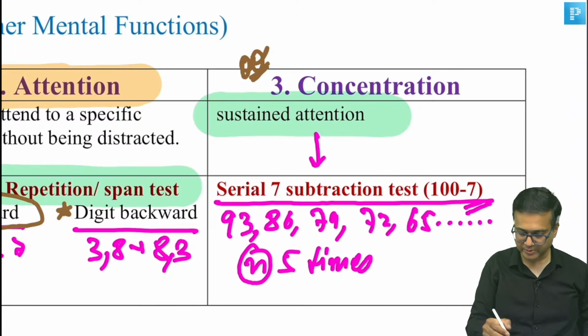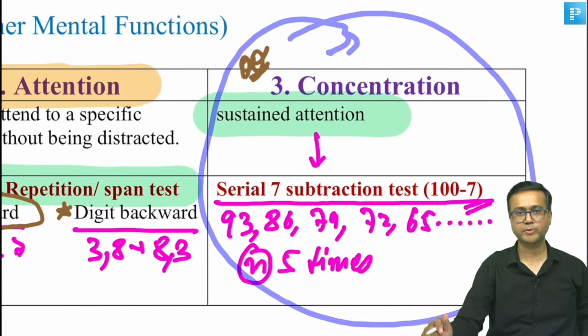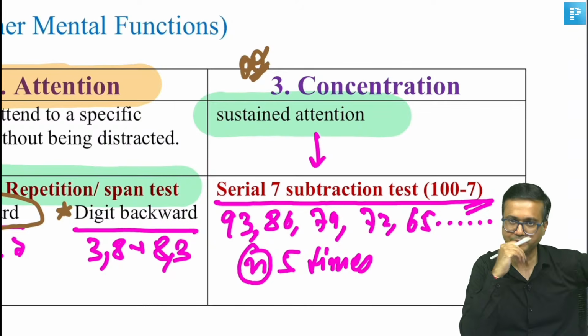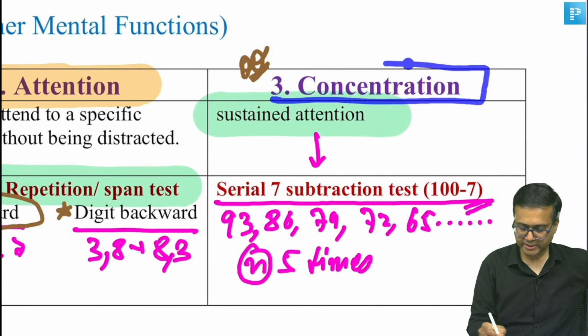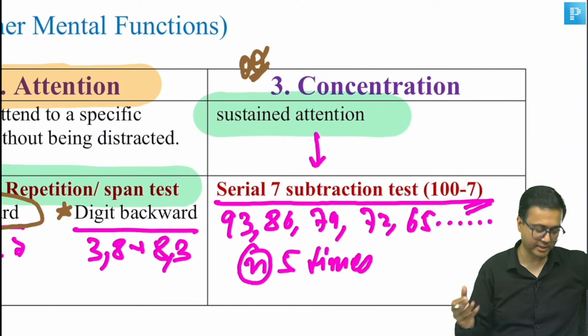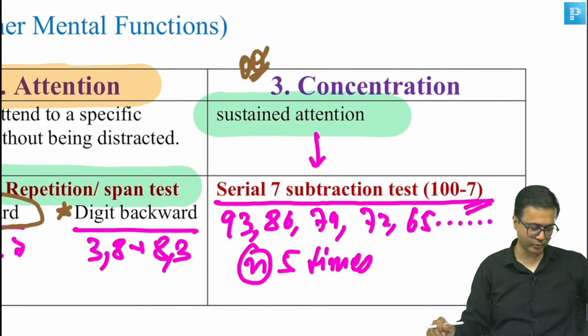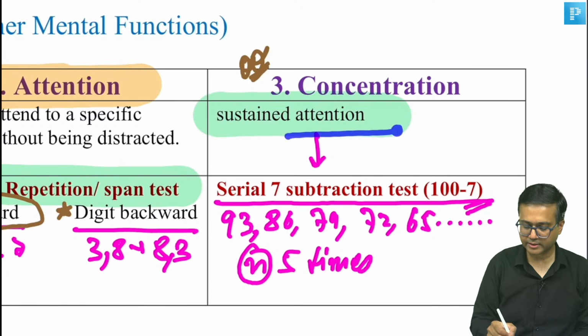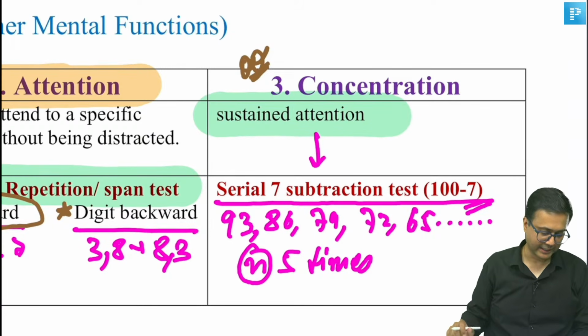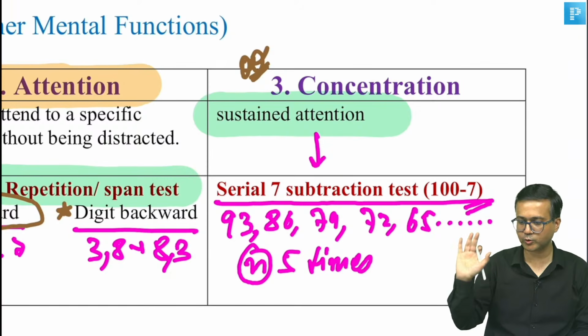This question was asked, beta, in your exam. A psychiatrist is performing the 100 minus 7 test. What is he assessing? You will say, sir, he is assessing concentration. Some students said, sir, concentration was not given in the option. So any other answer you can say then? Then you can say, sir, it is sustained attention. So the next better answer would be attention. Very good, beta. I hope this is clear to everyone now.